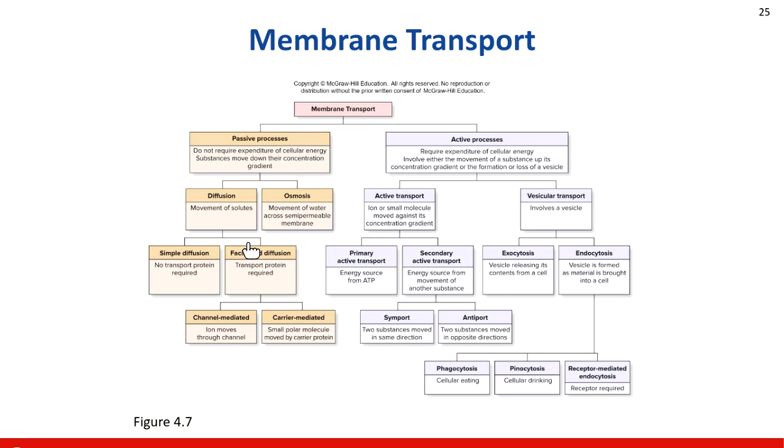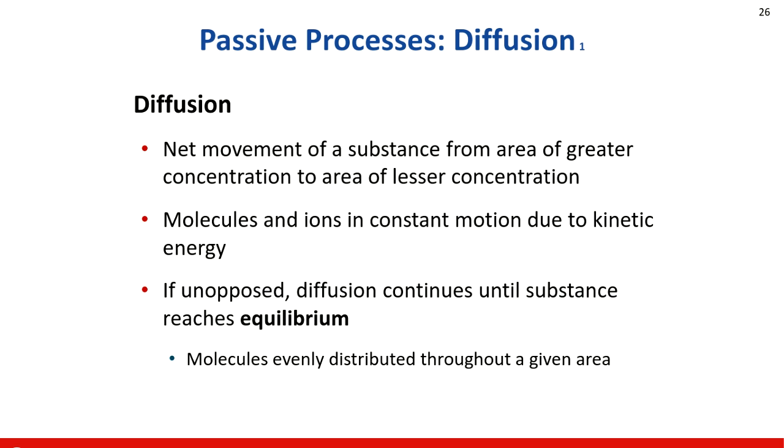Okay, so we're going to start off here with the passive processes, then we're going to move over to the active processes. So we're going to start here with diffusion. And as you can see, there's two different types of diffusion. So we're going to move into that. So first, you have to understand what diffusion is. It's essentially moving a substance from an area of greater concentration to an area of lesser concentration.